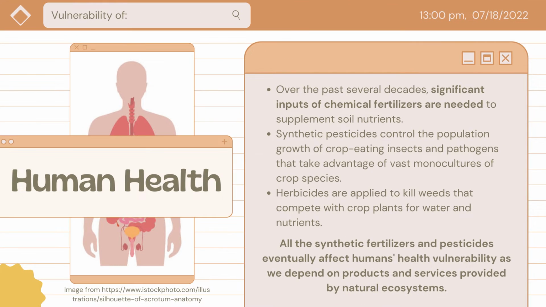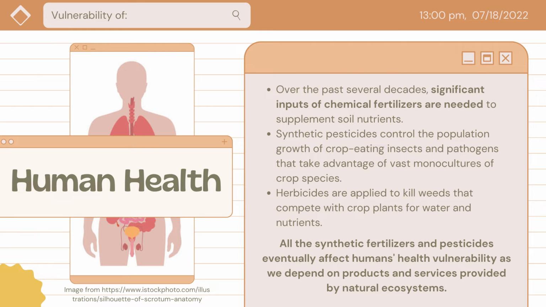The alteration of the phosphorus cycle combined with climate change increases the vulnerability of human health. The modifications such as control of agricultural pests by natural predators and pollination of crops, wherein the foods humans secured through these farmlands, are all technically human-induced. Over the past several decades, these agricultural methods have pushed croplands beyond their natural capacity to produce food. Significant inputs of chemical fertilizers and synthetic pesticides control the population growth of crop-eating insects and pathogens that take advantage of vast monocultures of crop species.